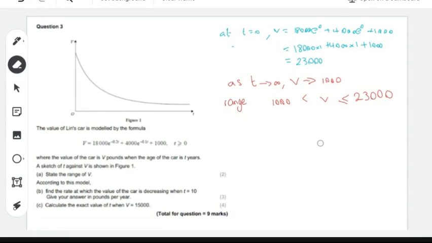So really, we've got that inequality there. V is in between 1,000 and 23,000, but does not include 1,000. So that's the range of values.